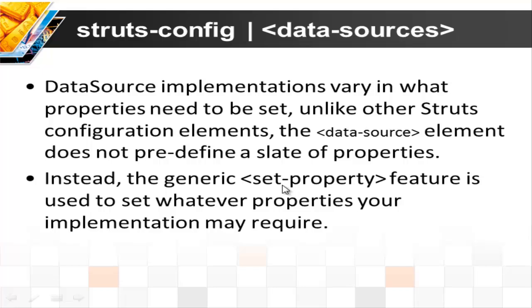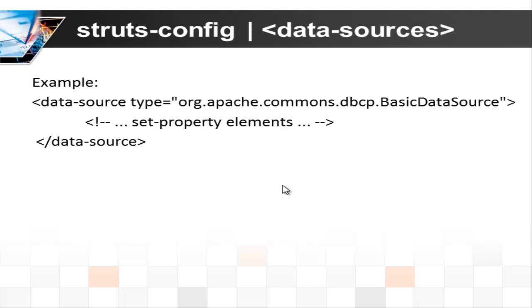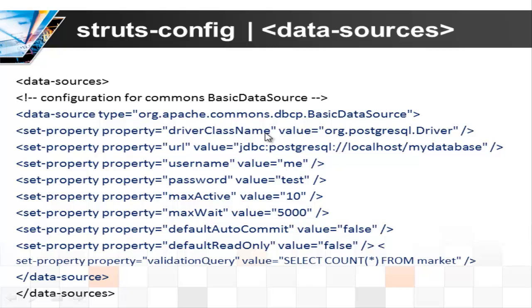So all the parameters have to be placed within this set property. So what are the things that are typically provided here? One is the driver class that you want to use, the access to it, and maybe the description. These are provided. For example, one of the data source types is apache.commons.dbcp BasicDataSource and a set of properties. So this is one example that is being shown.